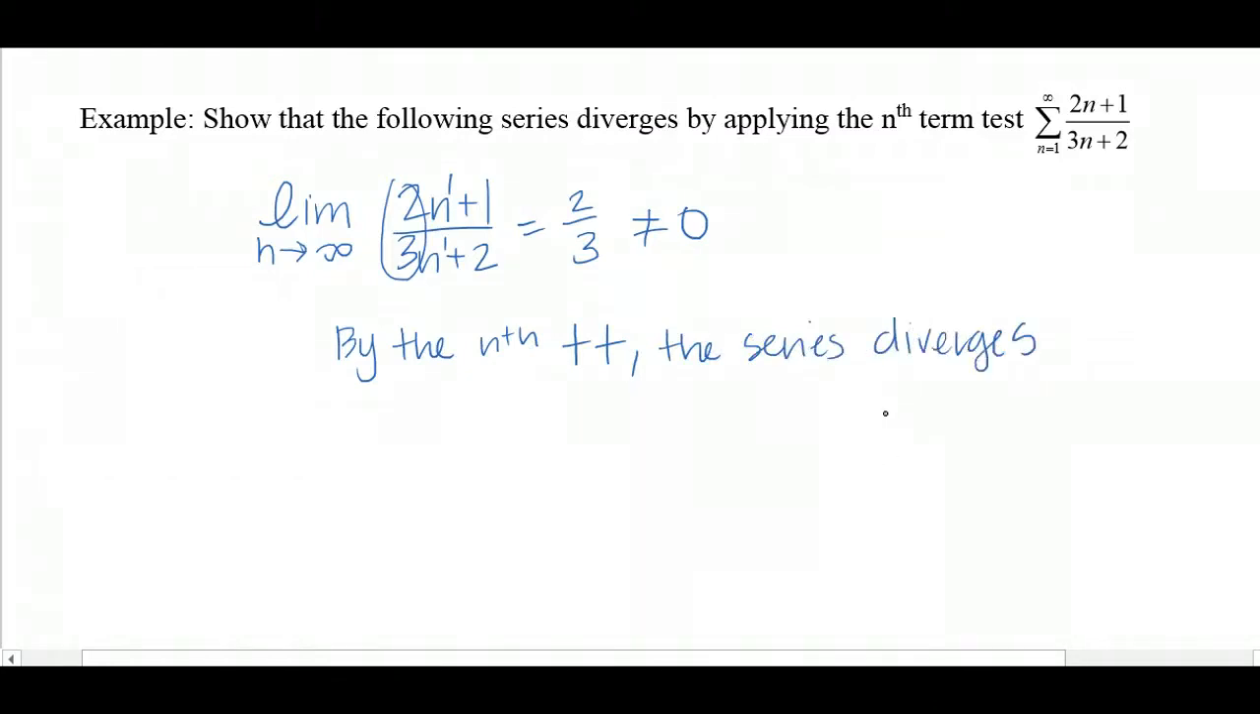So let's take a look at another example. In this next example, we're going to show again that the series diverges by applying the nth term test. So, the sum from n equals 1 to infinity of negative 1 to the n. What we're going to try to do is show that the limit as n approaches infinity of negative 1 to the n does not equal 0.